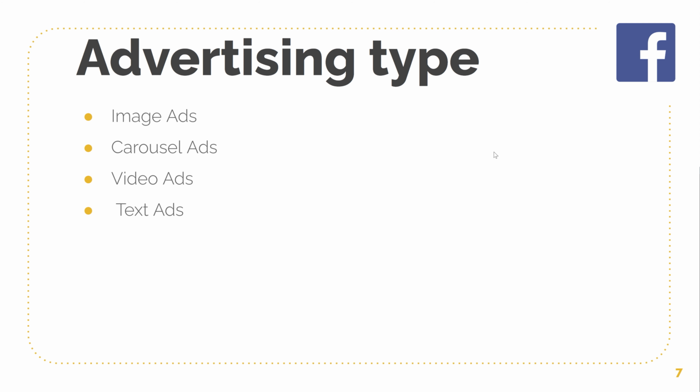As for advertising types, you can use image ads, carousel ads, video ads, and text ads. And right now, the system has a lot of different tools to assist you with that. For example, if you can't create an image by yourself using tools like Photoshop or Canva, you can create an image on Facebook. They have an image library, which you can use, and you can turn your image ad into a video ad. So it's really easy to create an ad right now on Facebook.